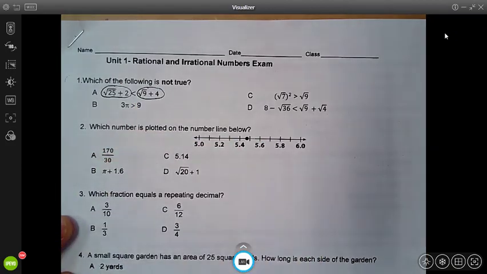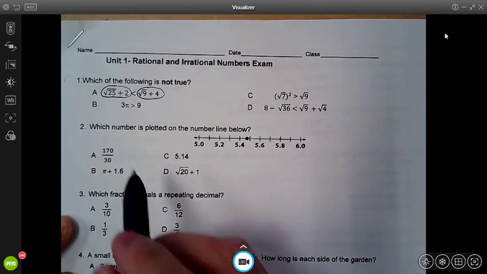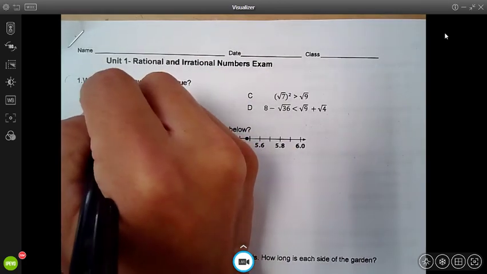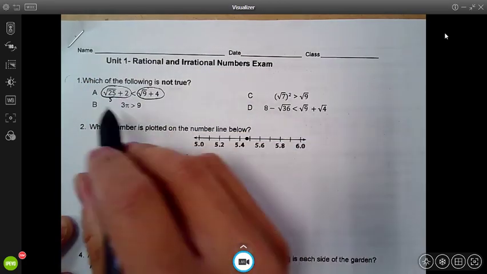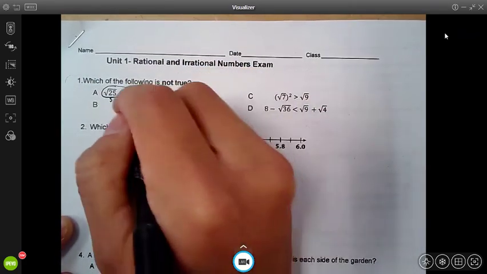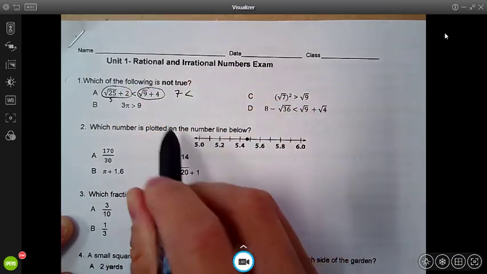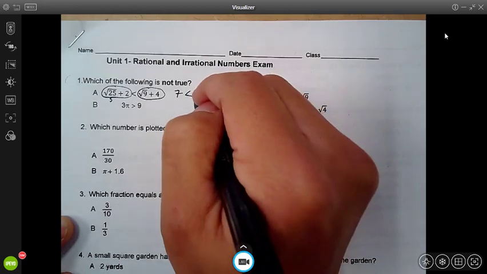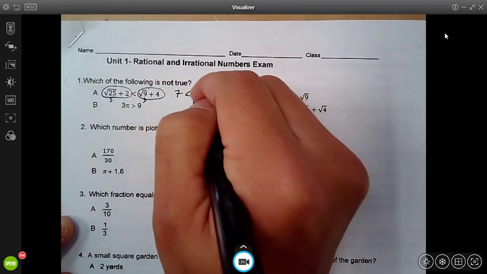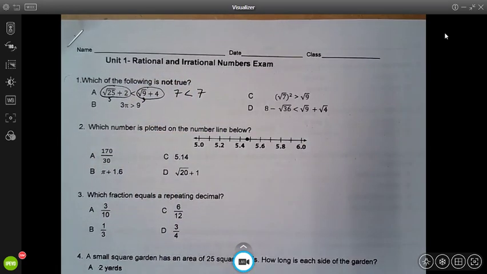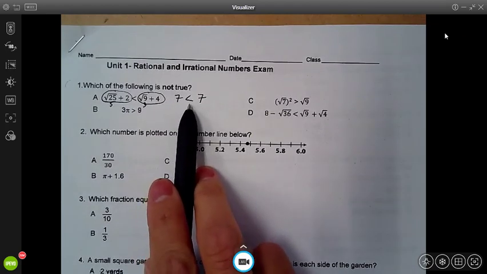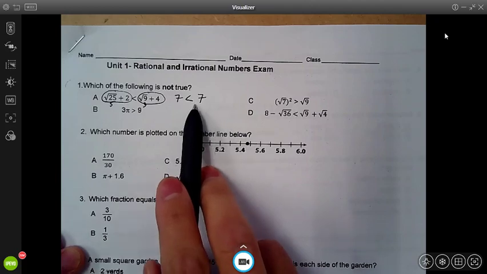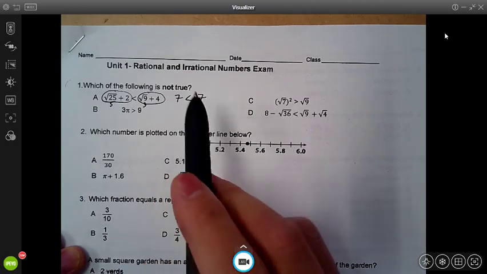Okay, all right, so the square root of 25, well, we know that's 5, so 5 plus 2. 5 plus 2 is 7, and then we have this inequality. And then the square root of 9 is 3. So we have 3 plus 4, 3 plus 4 is 7. 7 is less than 7. Okay, so that's not true. So we've stumbled upon the right answer. Okay, so let's go ahead and circle it.